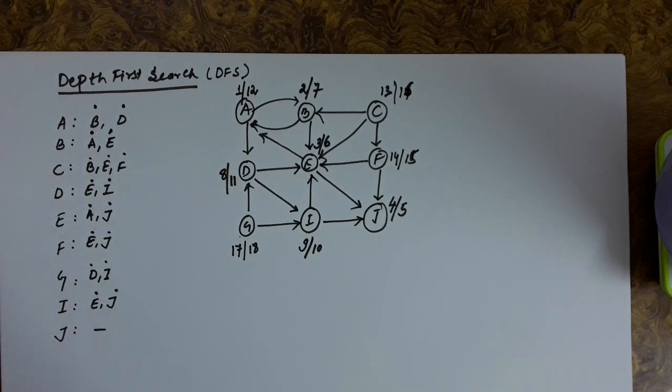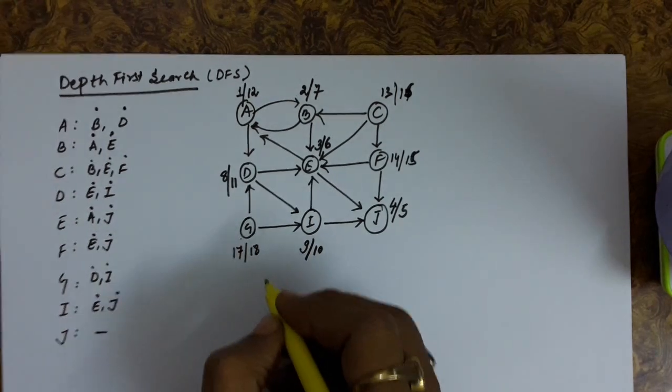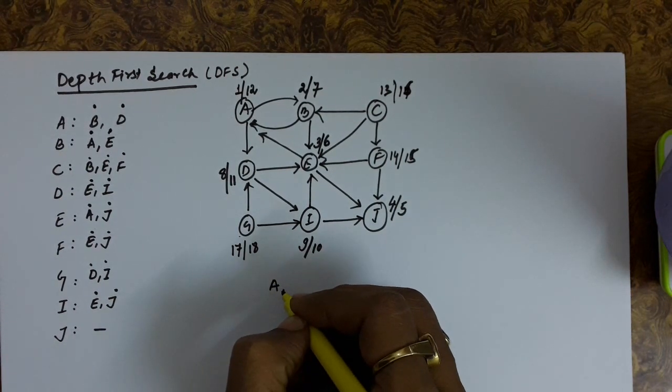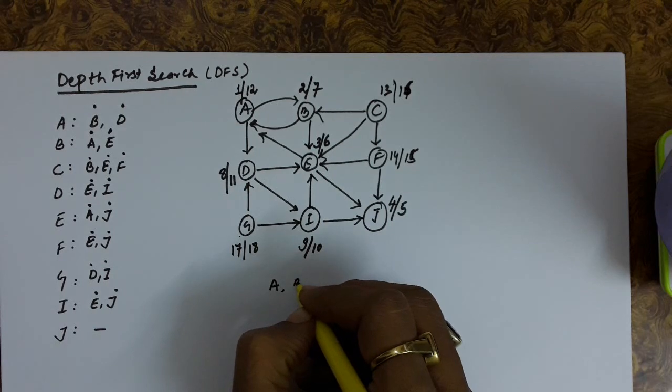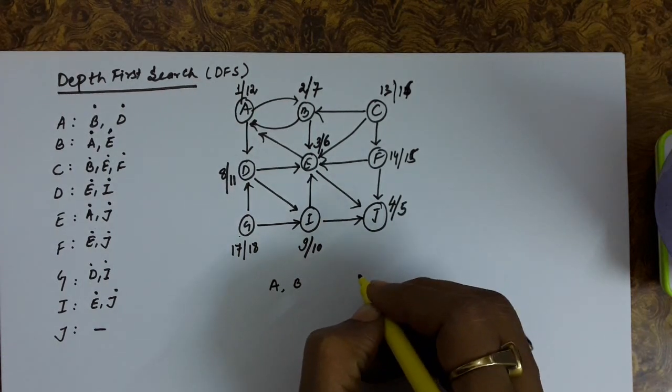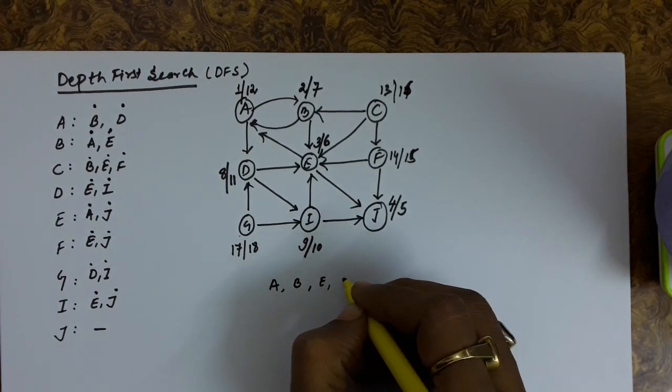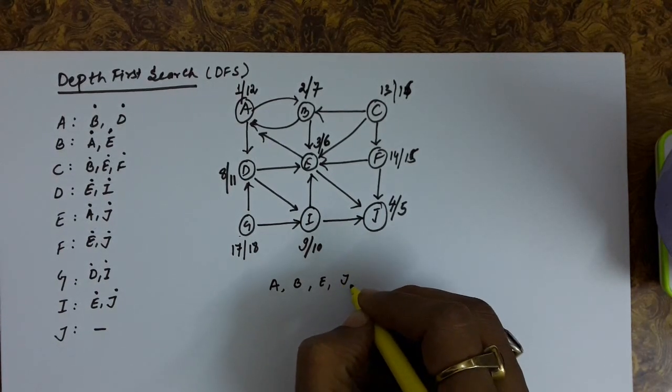The starting time set at the vertices will be telling us the DFS sequence or the exploration sequence. So at 1 time A is explored. At 2 time B is explored. At 3 time E is explored. At 4 time J is explored.